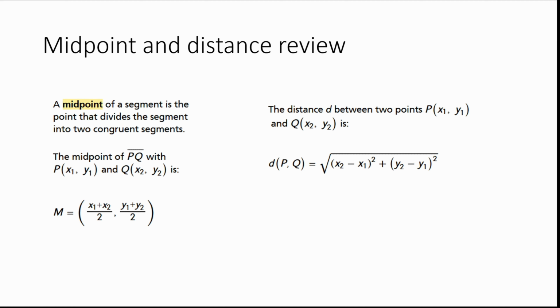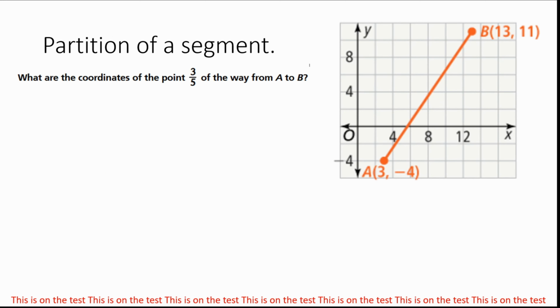We are going to be doing that, though, on a coordinate plane. And we're not going to always get nice, easy numbers like 60% of 100. So let's look at partition of a segment. That just means if I have the line segment AB, I need to find its total length. And then I just need to know what is the coordinate that's 3/5 of the way from A to B.